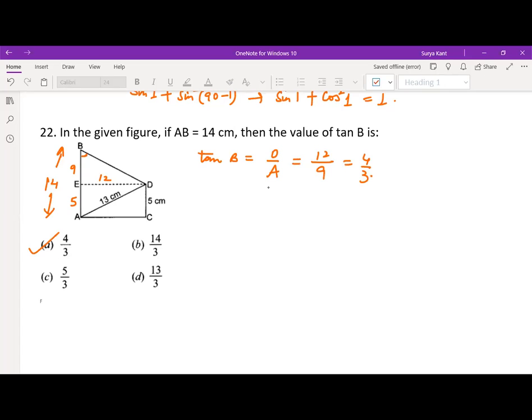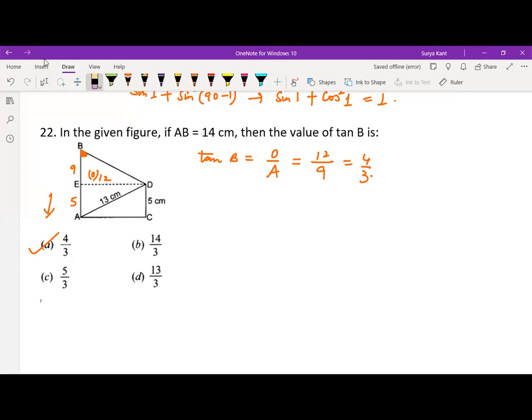Who is not able to understand? Raise your hands. Tan B, if you are talking about tan B, the opposite is this one and the adjacent is this one. Okay, so this is your adjacent. This is your opposite. Is it clear to everyone?